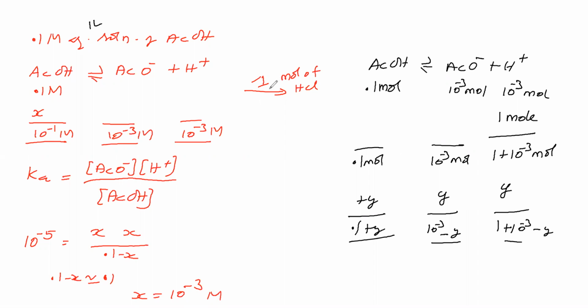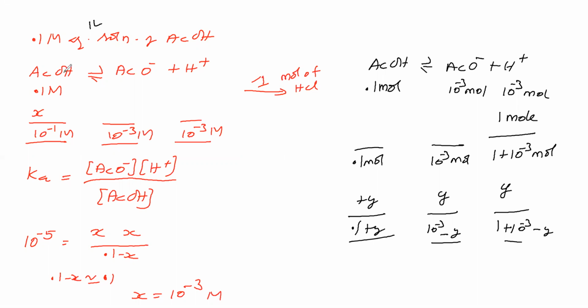That means if we add HCl into acetic acid solution, we said backward is favored. Backward is favored in the sense that the extent of dissociation of acetic acid decreases. This effect is called common ion effect.